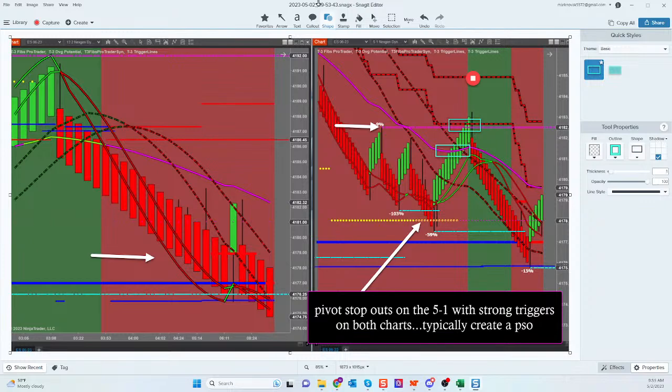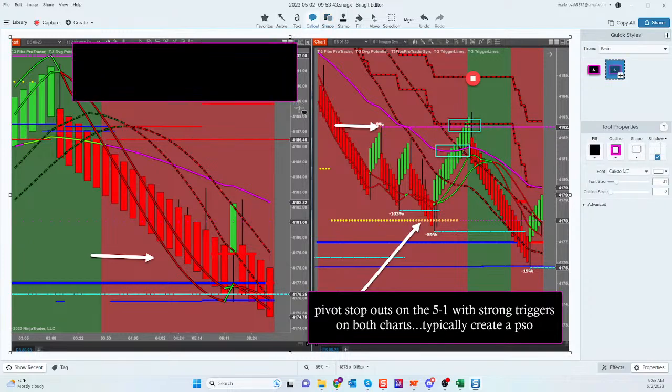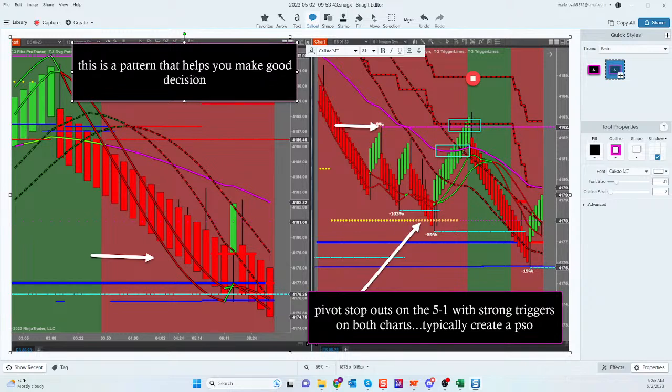It gives you an opportunity to place your stops in the proper spot. This is a pattern that helps you make good decisions on stops. Guys, you don't need to know the pattern for entries, but this is something that happens often enough that it gives you an opportunity to stay a little bit on the right side of things, to keep your stop maybe where the market shouldn't go, because you can identify that divergence high.